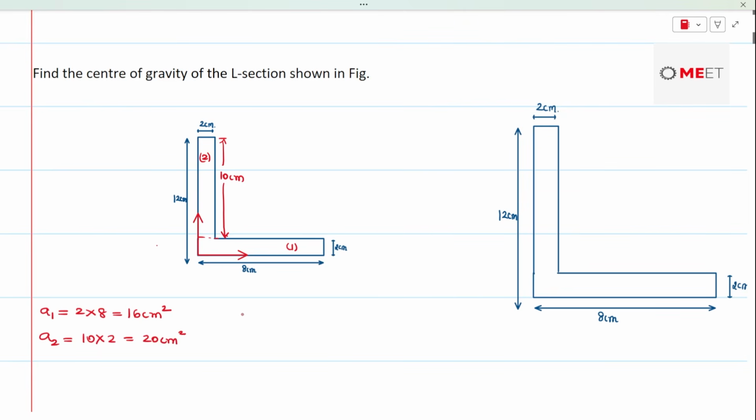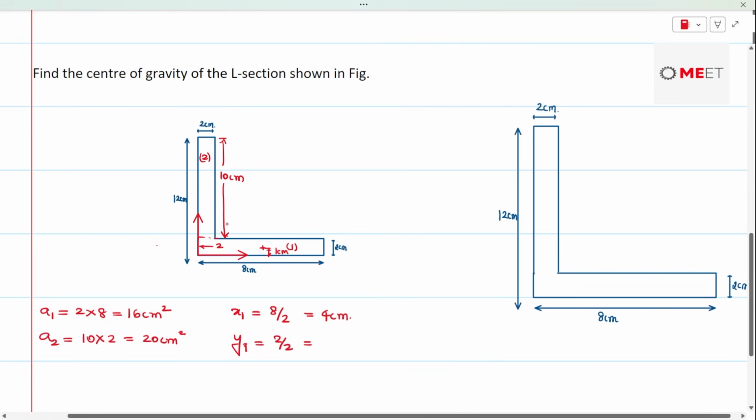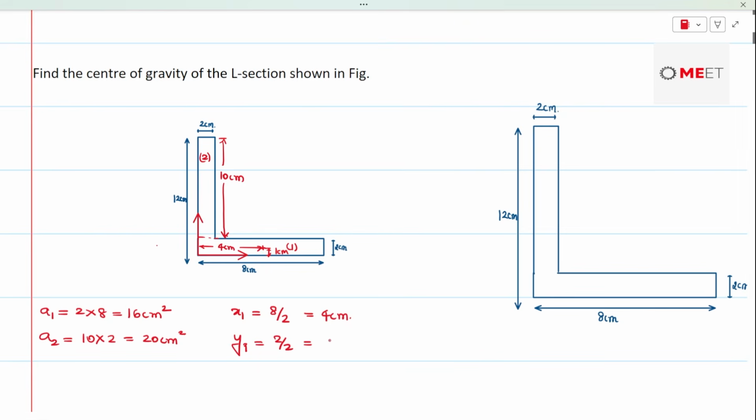Now the x coordinate of area 1 is required to be found. So x1 will be directly 8 by 2, which is 4 centimeters, and y1 will be 2 by 2, that is 1 centimeter. Let me correct that: this distance will be 4 centimeters and y1 will be 1 centimeter.